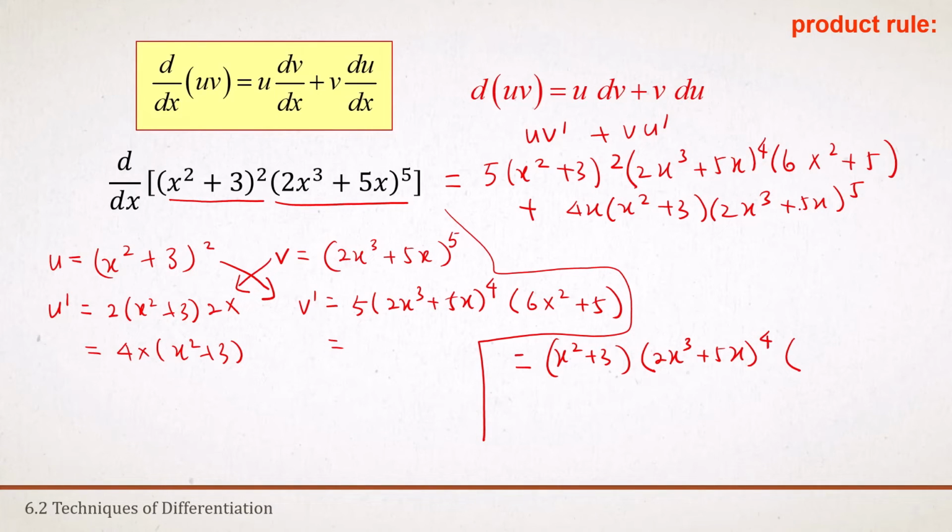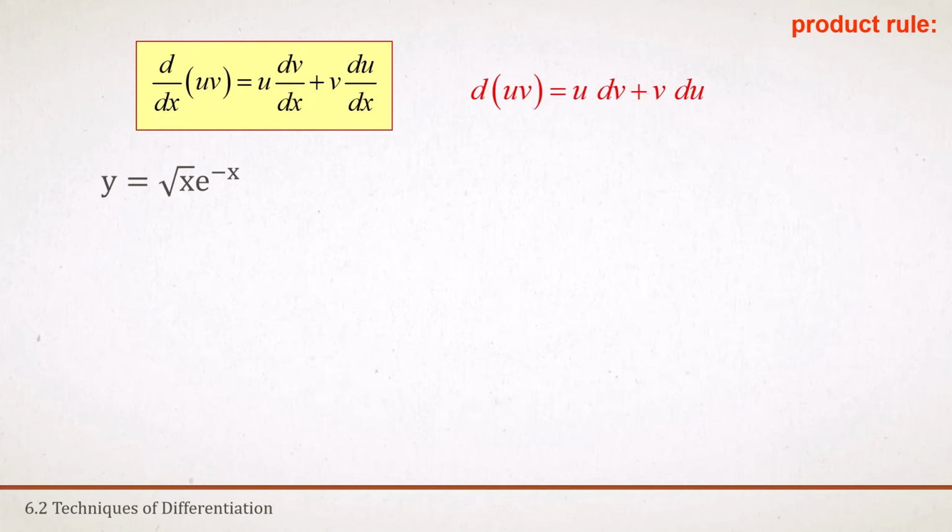Okay, and now we need to make sure we write back the balance. So with a 5, 6x squared plus 5, and then plus 4x times 2x cubed plus 5x. Okay, now if you see over here, we have completely factored them. We can check whether we can further simplify, but if you look at it, there is nothing left to be simplified. So you can leave your answer like this.